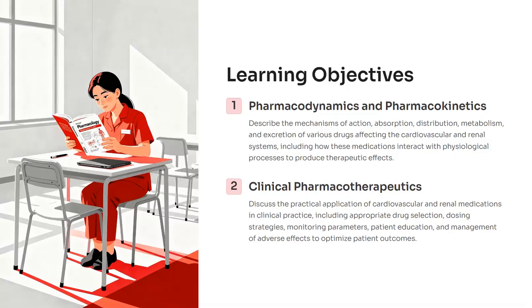Also, we're going to talk about clinical pharmacotherapeutics. So you'll be able to discuss practical application of some of these cardiovascular and renal medications in clinical practice. So you need to understand this to prescribe, correct? Including picking the right drug, how are you going to dose the medication, how are you going to monitor, what kind of parameters are you going to use, how are you going to educate your patients, and then how are you going to manage any adverse effects? You want to be able to optimize patient outcomes.